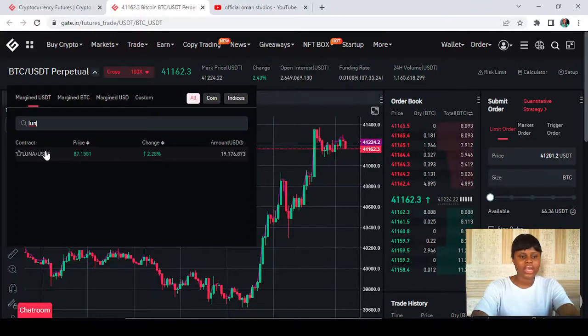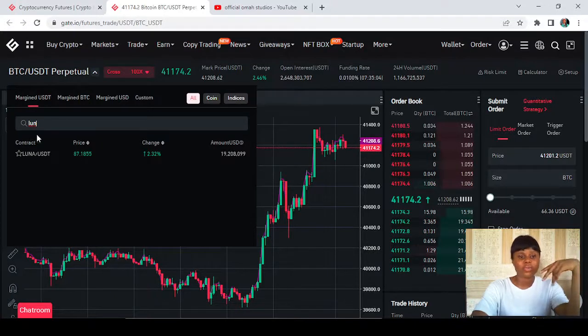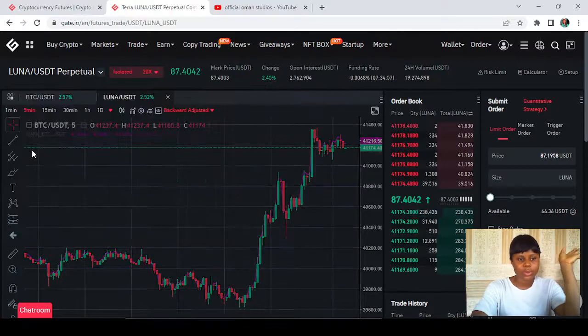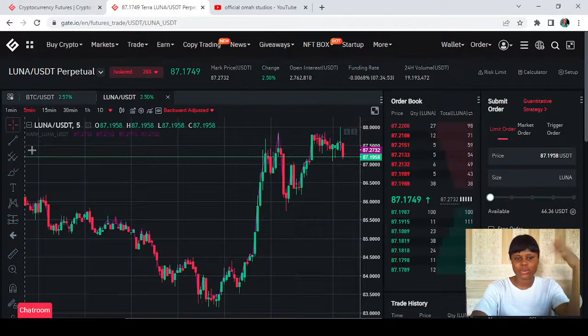Now also here, you can search for coins by margin type. Notice this says margin USDT, this one says margin BTC, the next one says margin USD, and custom. You can also select all, or coins, or indices. But just to be on the safer side, you go for this one that says all. It is always on default. Then you select the coin you want, then you tap on Luna, for example, which we have done now. I just selected Luna USDT perpetual, so I want to trade it on futures.